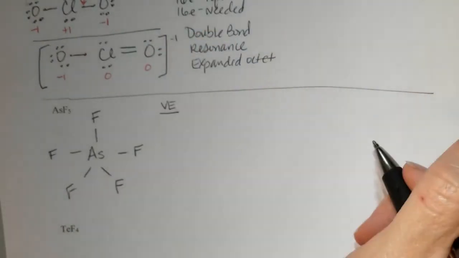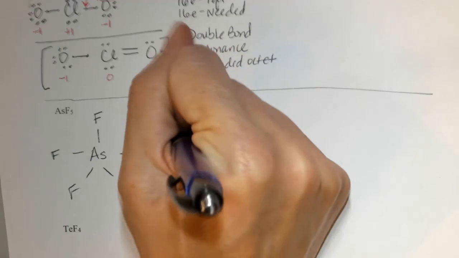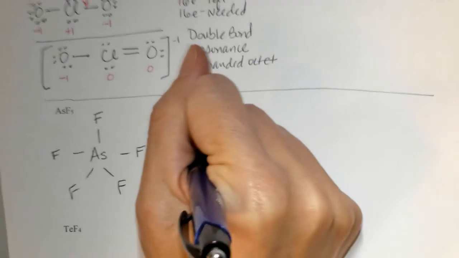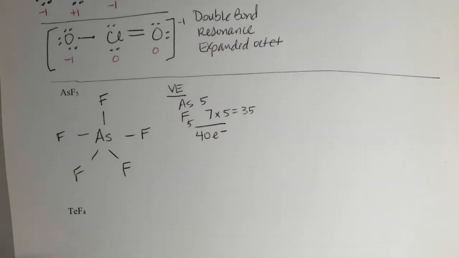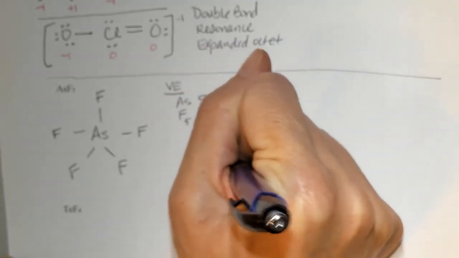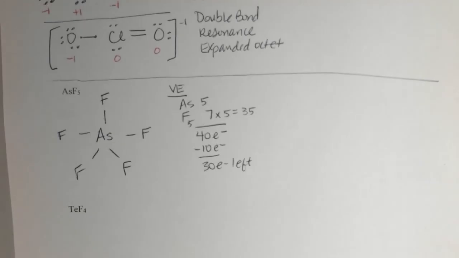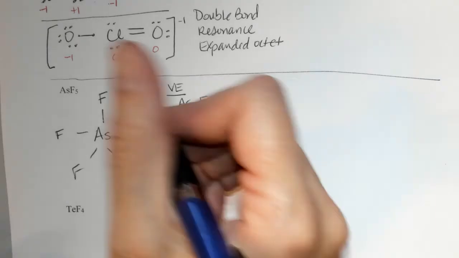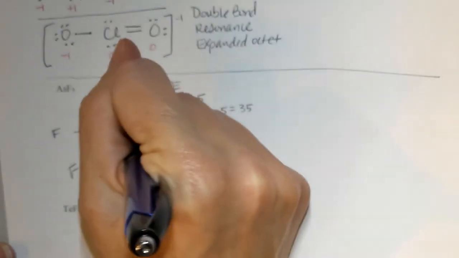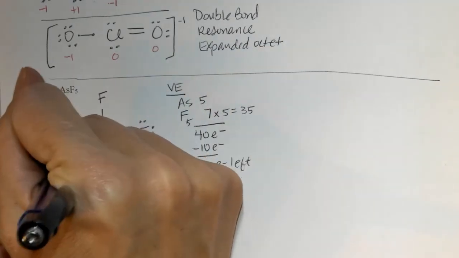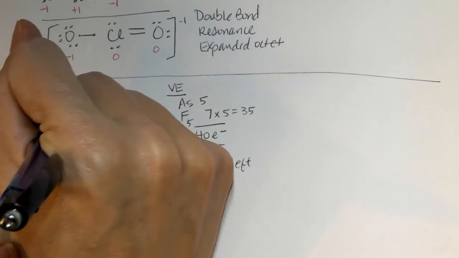All right, so when I look at my valence electrons, arsenic is group 5, and each fluorine 7. So I have a total of 40 electrons here, right? We've used 10 in those 5 initial bonds, so we have 30 electrons left. If you were to ask yourself how many more does arsenic need, you would say it already has 10, so it doesn't need any more. And then each of the fluorines would need 6 more, so there's my 30 that I had left. So I'm going to place 3 lone pairs on each of the fluorines. And that'll complete the octet for the fluorines.